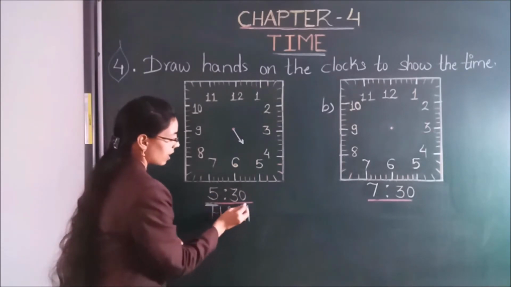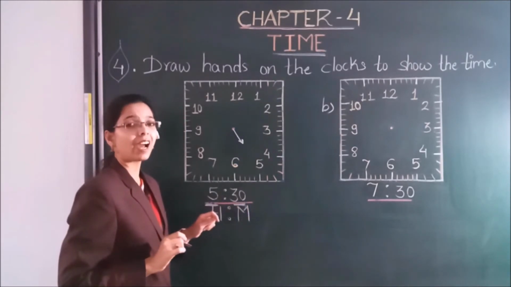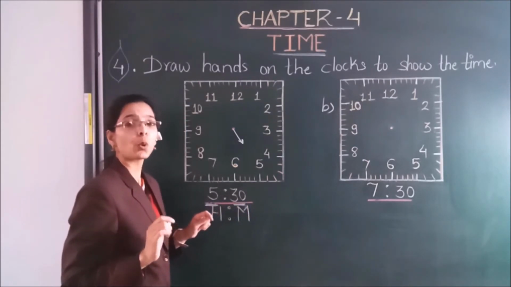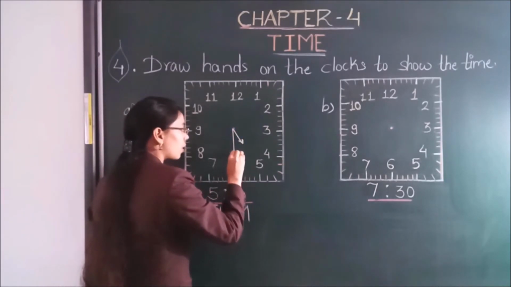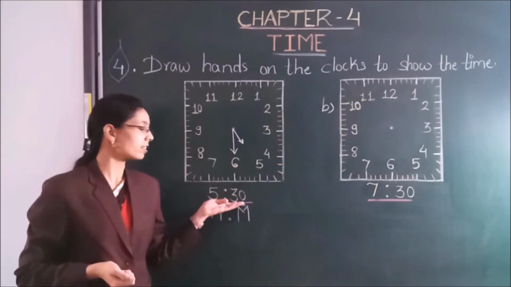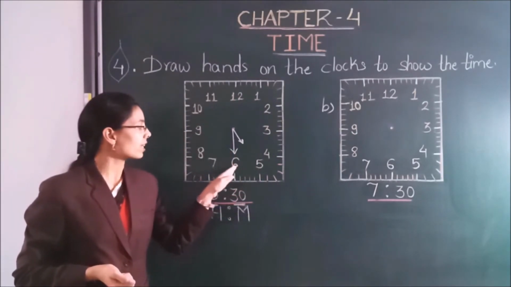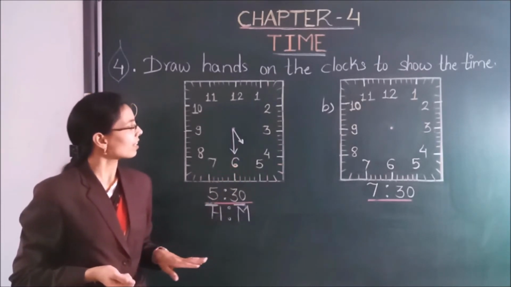Okay, then how many minutes are here? 30. If the minute hand is at 6, it shows 30 minutes. Okay, so we will draw the minute hand here. Here is 30 minutes. So 6 5s are 30. So we will draw like this.